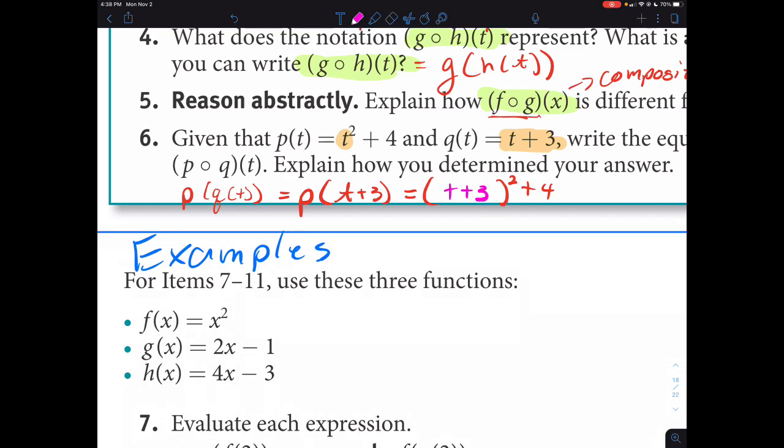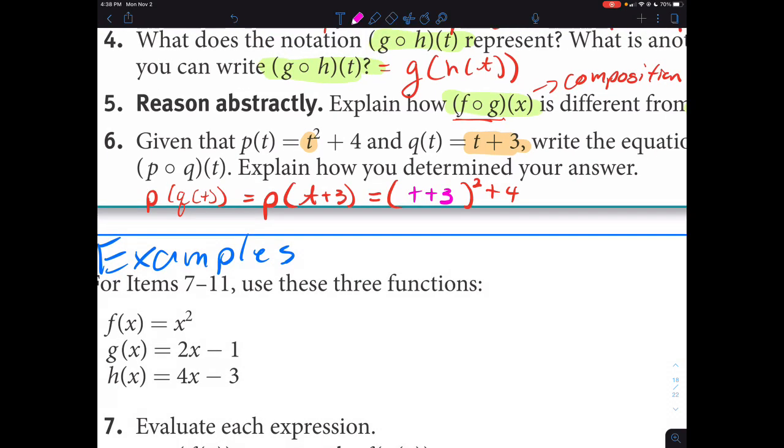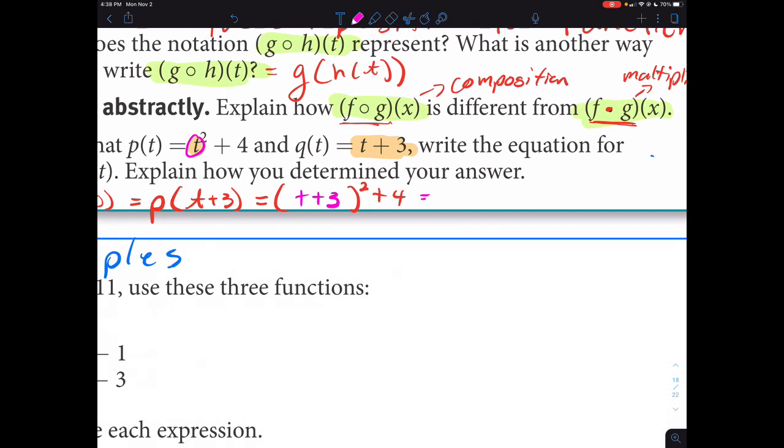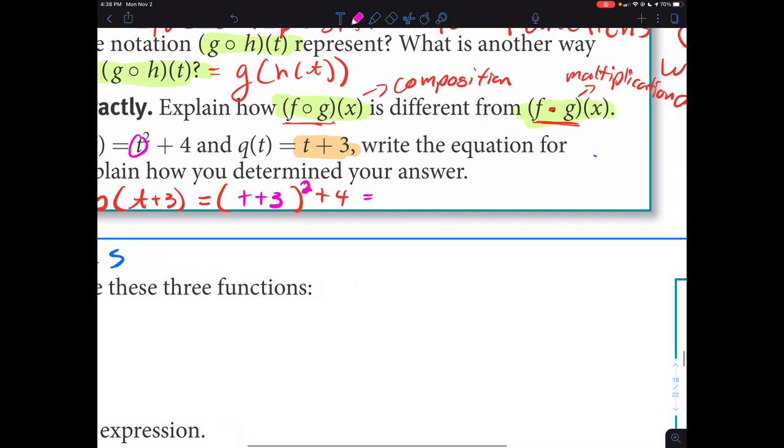And your explanation would be, I plugged in a t plus 3, I replaced the t with t plus 3, and then to simplify your answer, notice the square is still there. Since it was t squared, I have to square that t plus 3. And I'm going to change that t to a cursive t, so it doesn't look like a plus sign. So t plus 3, since it's being squared, you have to write it twice, and then distribute.